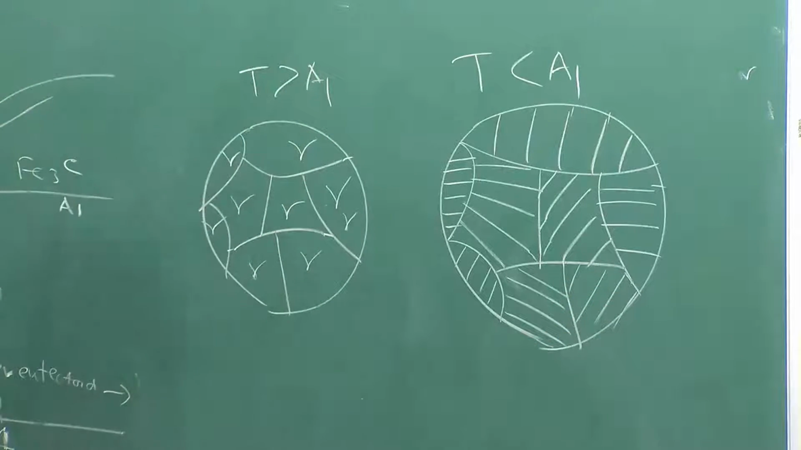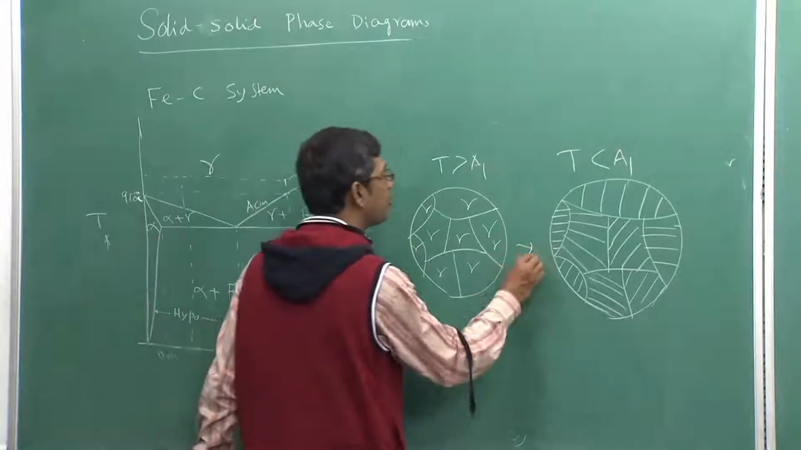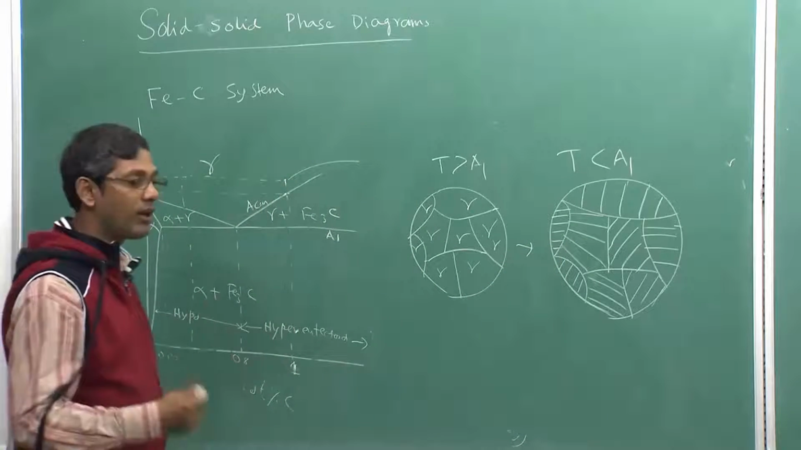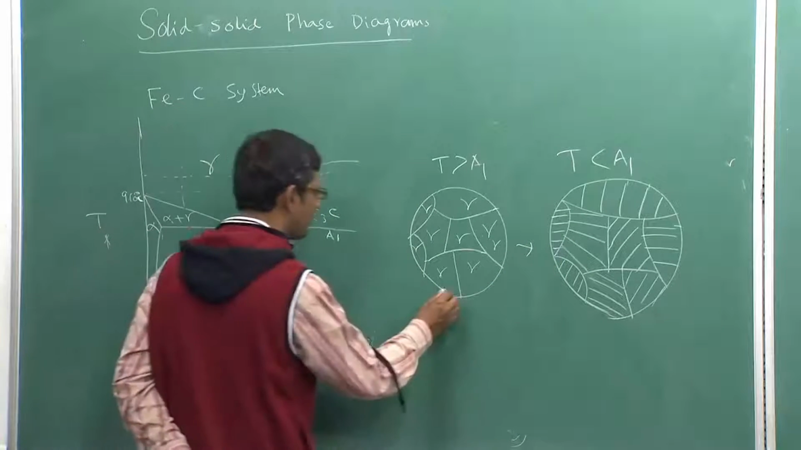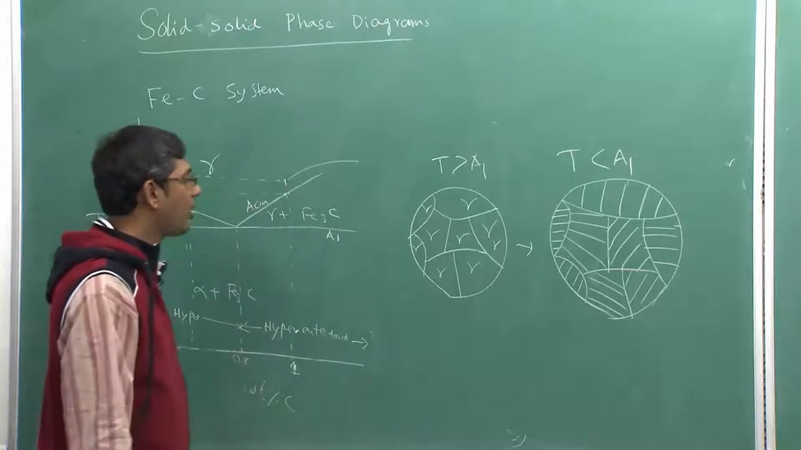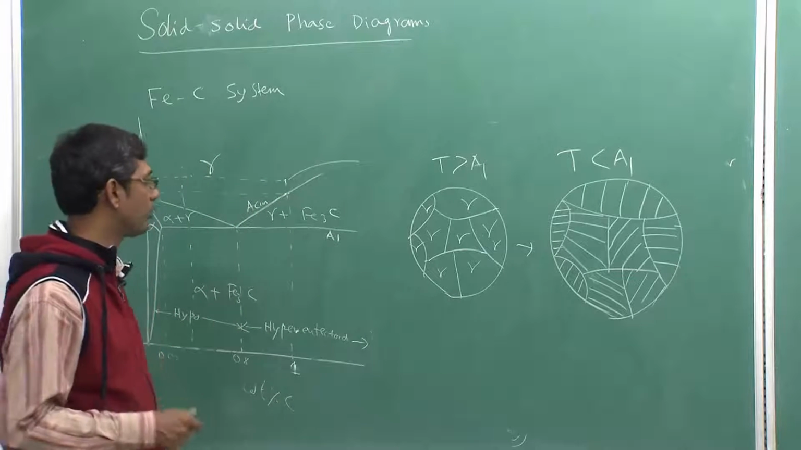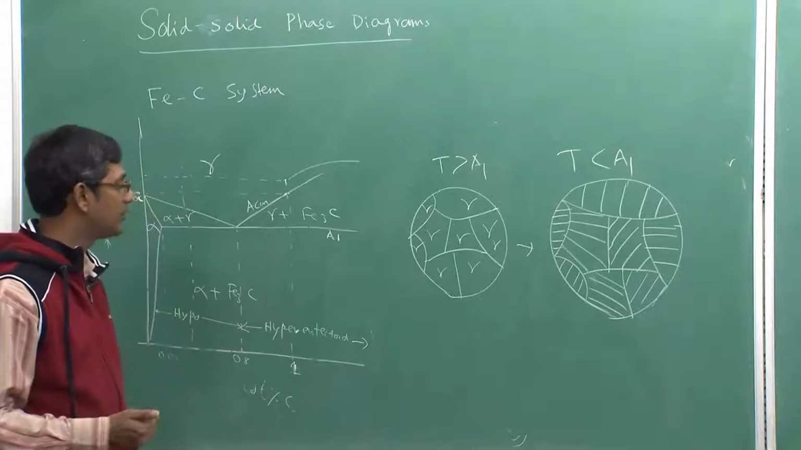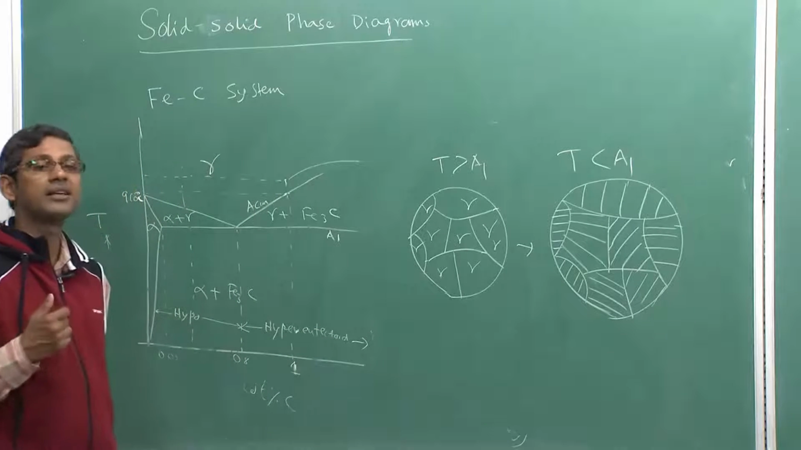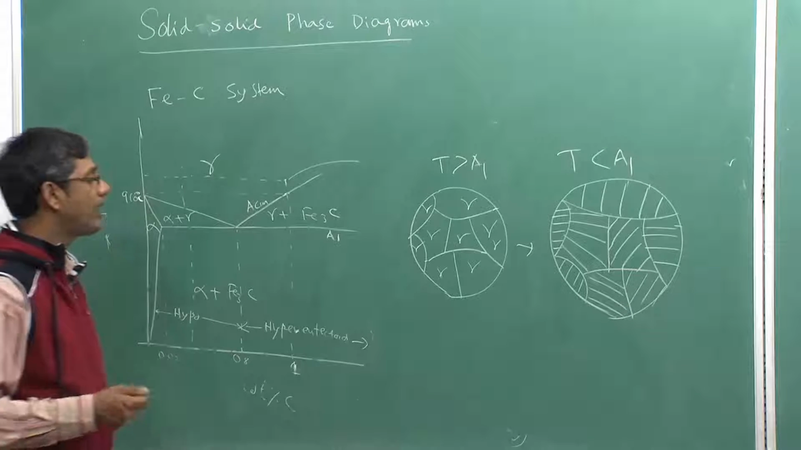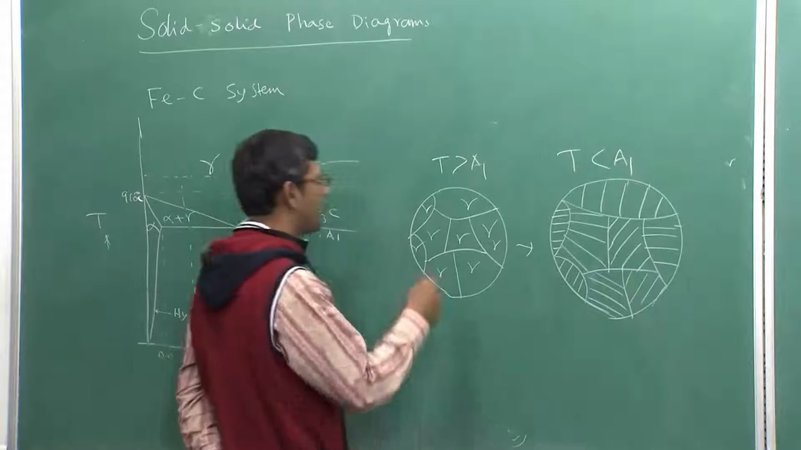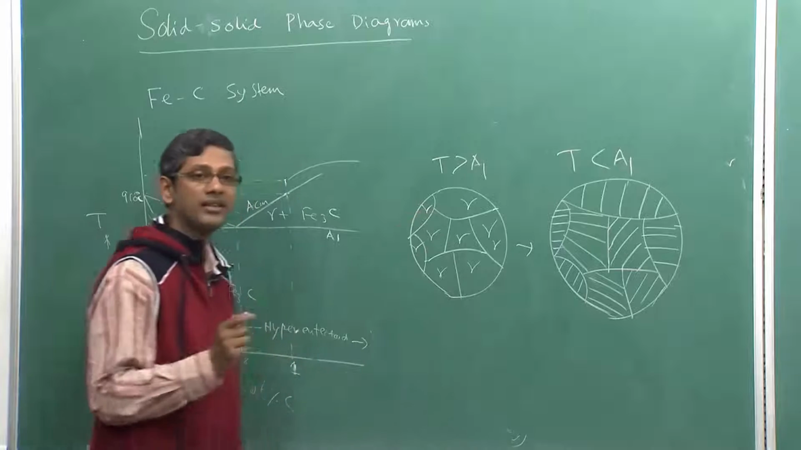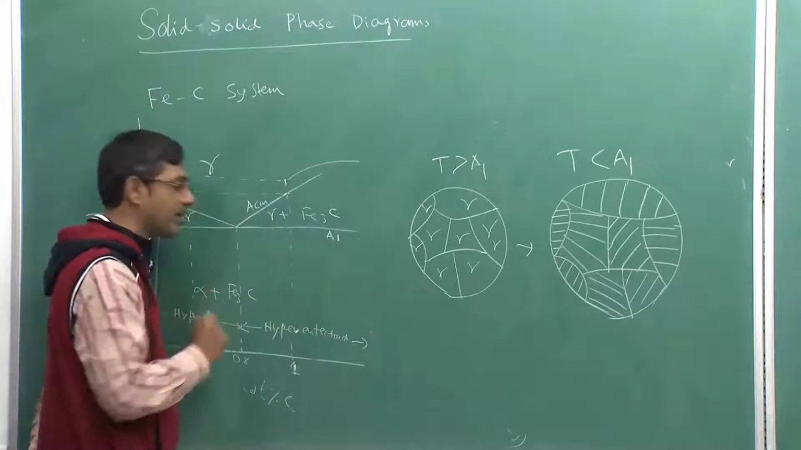So my question is this: when gamma transforms to pearlite, what is the rate at which the transformation happens? Normally the rate of transformation depends on two things. One is the kinetic factor, the second one is the thermodynamic factor. What is the kinetic factor? The kinetic factor is the diffusion of carbon. Why do you need diffusion of carbon? See, remember, these gamma grains contain all 0.8% carbon.